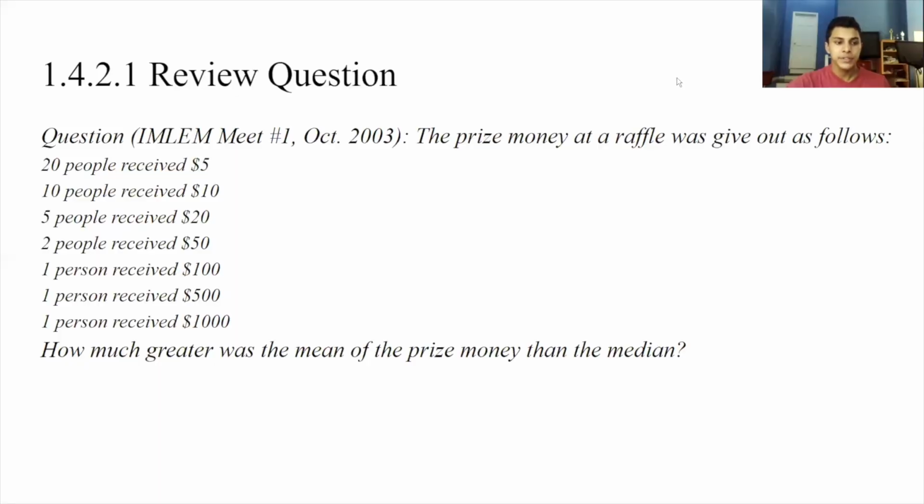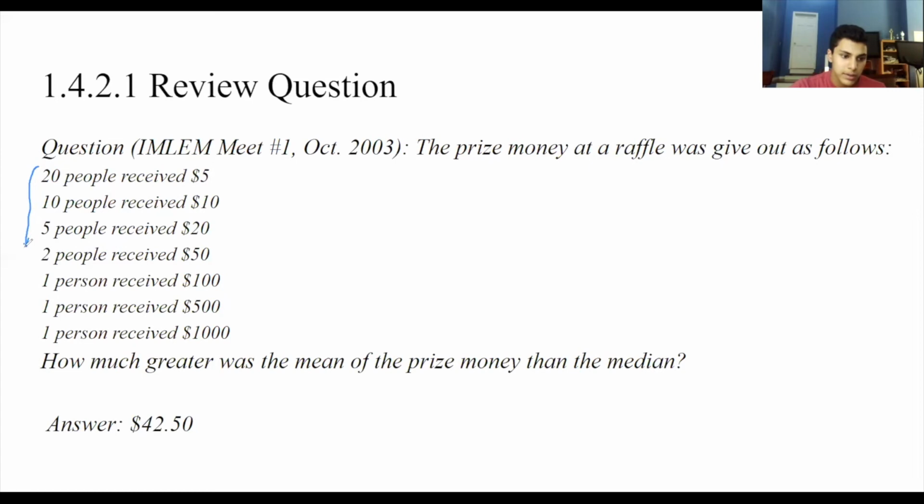So the correct answer to this question was $42.50. In order to solve this question, it says, how much greater was the mean of the prize money than the median? So we need to find our mean and median of this set of data. So right here is our set of data. This set right here. So we need to find the mean and median.